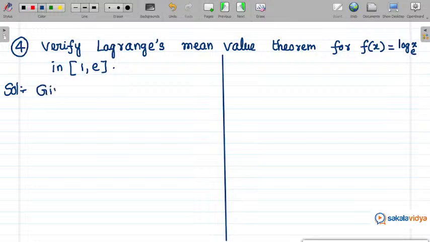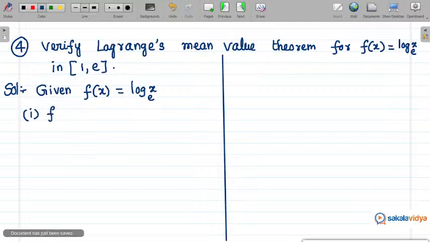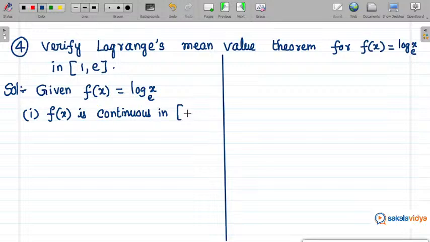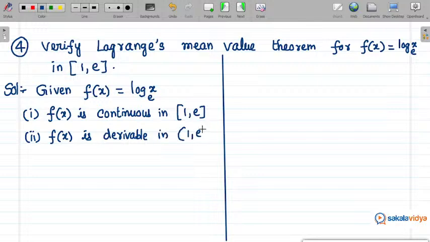So given f of x equals log x to the base e. First, log x is continuous in the interval 1 comma e, because x must be greater than 0. So that means here f of x is continuous in the closed interval 1 comma e, the first point. Second point, f of x is derivable in the open interval 1 comma e.